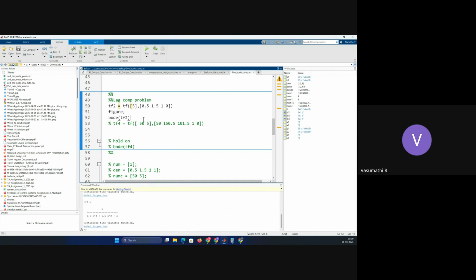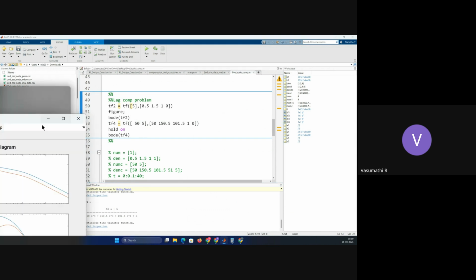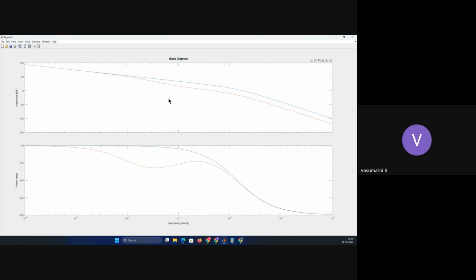Right. So this will be 250, or it will be 0.5, right? KC is 0.5. Here is the overall transfer function of the system. Now we'll see whether the compensation is enough.